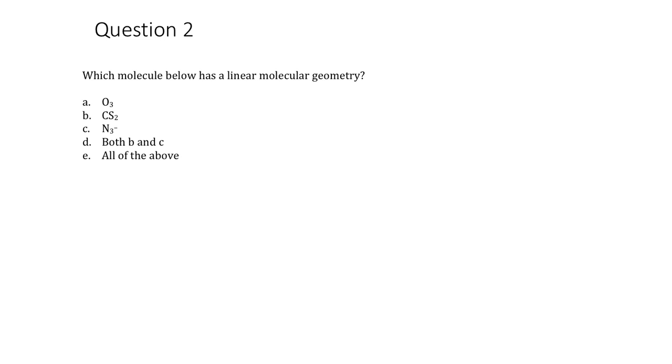Question 2, what molecule below has a linear molecular geometry? If you notice, all of these choices here have 3 atoms. Whenever a molecule has 3 atoms, the question will be, is it linear or is it some sort of bent structure? This is what linear looks like, and this is what a bent bond looks like. You can have a bent bond a few different ways.